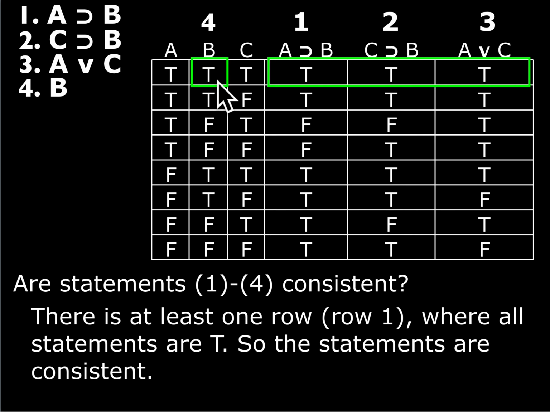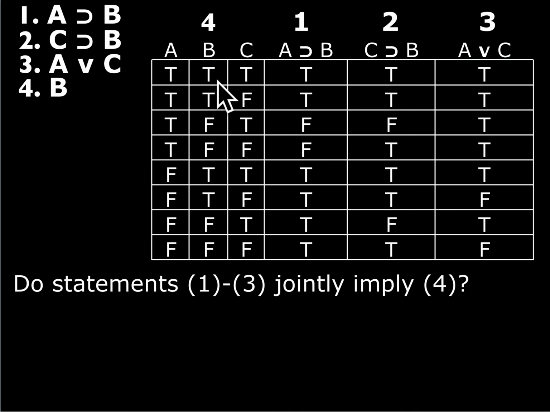Now let's ask some implication questions. And with a set of 4 statements, there's a bunch of implication questions you could ask. I could ask, do 1 through 3 jointly imply 4? Do 2 through 4 jointly imply 1? Do 1, 3, and 4 jointly imply 2? So you can see there's a lot of different implication questions you might ask. I'm just going to ask 2 of them in this case.